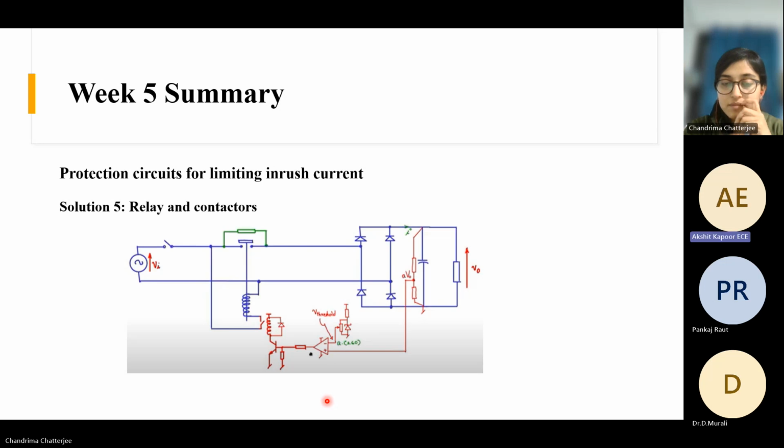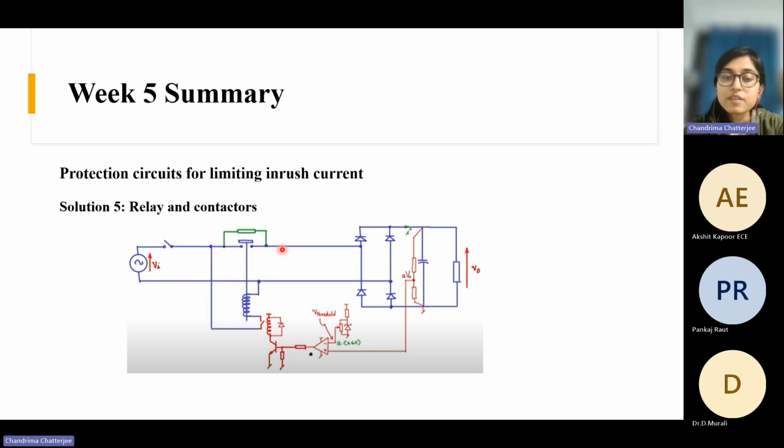What is this green connection about the contactor? Sorry, about the contactor, there is a connection in green color. What is that? Yeah, right. I will tell what that is.